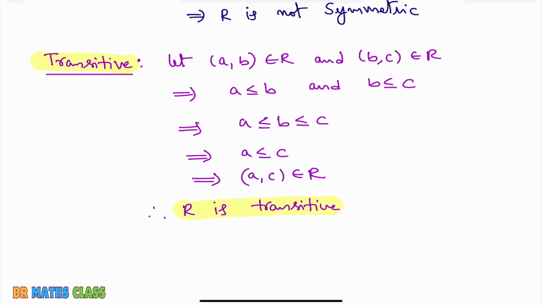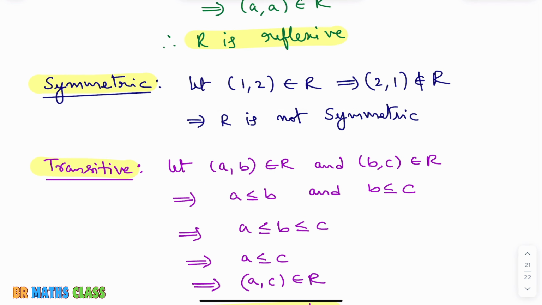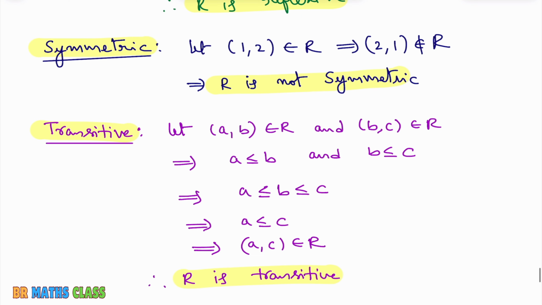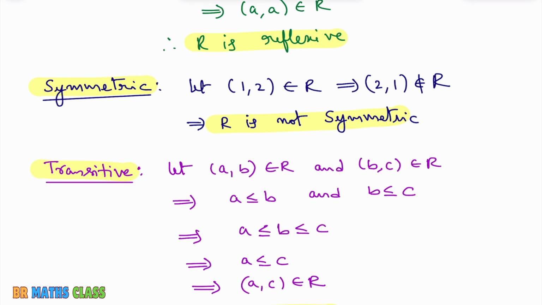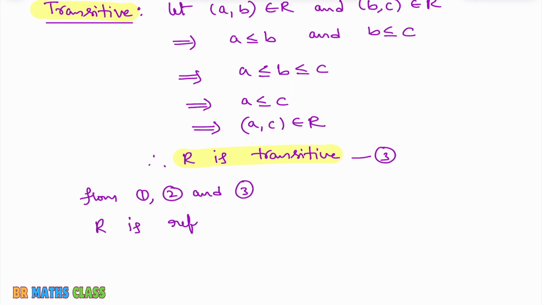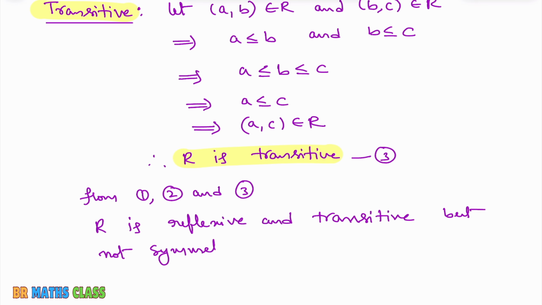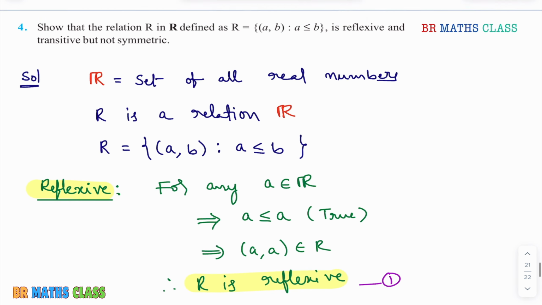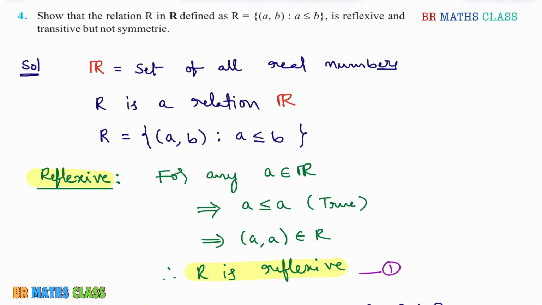This relation is transitive. And you observe this relation is reflexive, this relation is not symmetric, this relation is transitive. We'll name here, this is 1, this is 2, and this is 3. From 1 to 3, what can we say? We can say that R is reflexive and transitive, but not symmetric. I hope you understand the solution for this question.